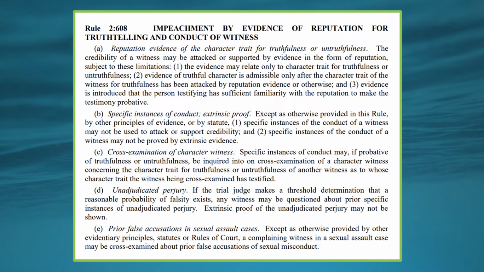D, unadjudicated perjury. If the trial judge makes a threshold determination that a reasonable possibility of falsity exists, any witness may be questioned about prior specific instances of unadjudicated perjury. Extrinsic proof of unadjudicated perjury may not be shown. E, prior false accusations in an SA case, except as otherwise provided by other evidentiary principles, statutes, or rules of court. A complaining witness in an SA case may be cross-examined about prior false accusations of a specific type of misconduct. I will not say those words because YouTube does not like those words.